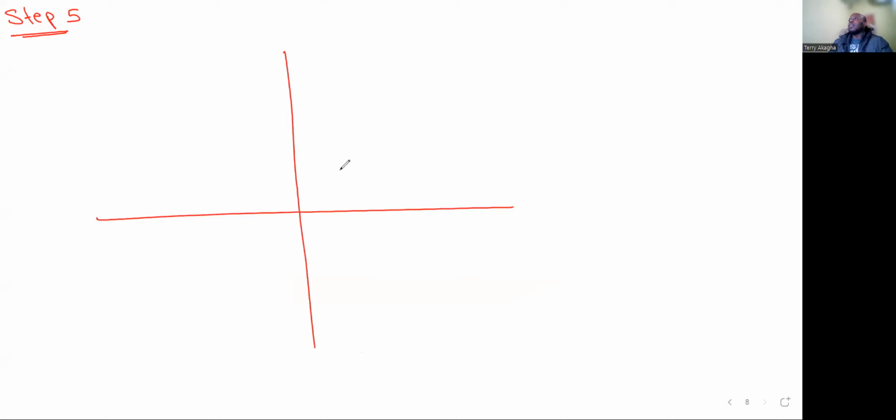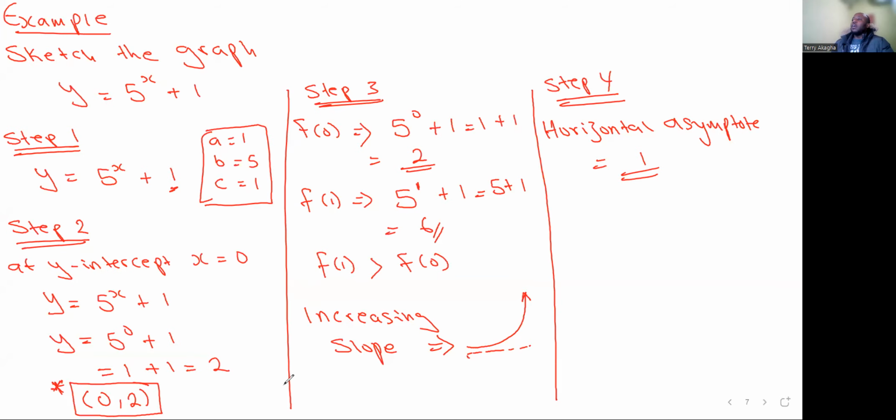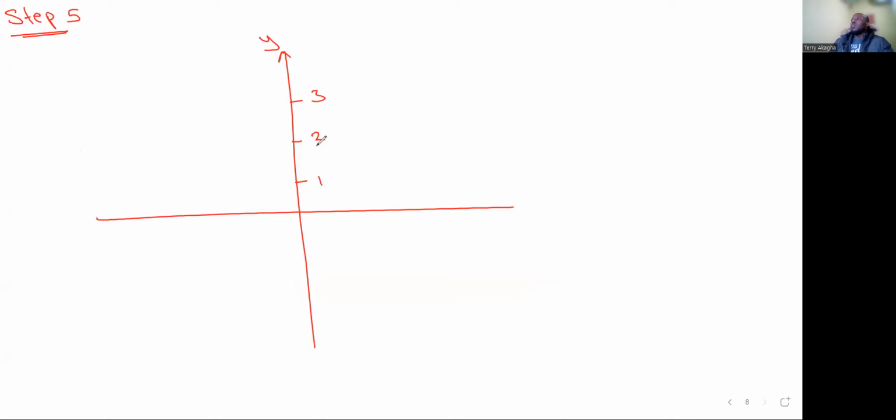All right, so let's sketch it and see. So we have step 5. We want to sketch, so we're going to draw the graph. Have something like this. So we have 1, we have 2, we have 3, all the way up the y-axis. So let's start. The first thing we know here is the y-intercept. The y-intercept is at 2, okay?